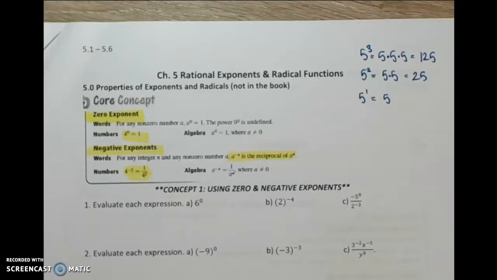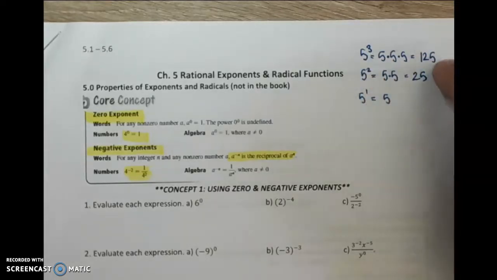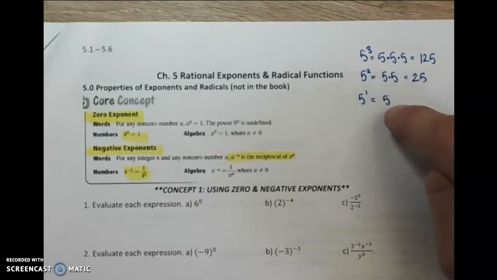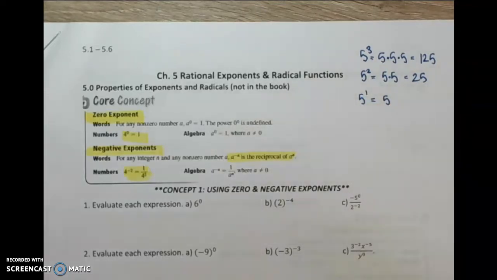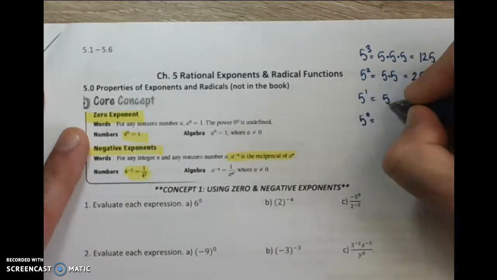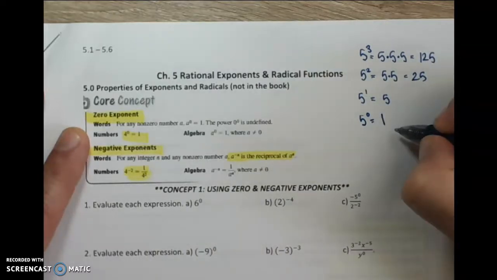So let's think about it the opposite way, right? If I take this 5 cubed, how do I get to 5 squared? Well, 125 divided by 5 is 25. And if I go down from 5 squared to 5 to the first power, 25 divided by 5 is 5. So, if I continue that process, 5 to the 0 power is 5 divided by 5, which is 1. Right? So that's why anything to the 0 power is 1.